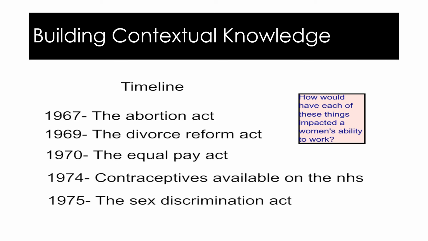And that was as follows. Now, you might want to write these down so that you can try to remember them as you write your exam responses, because they are important. So the Abortion Act happened in 1967. In 1969, there was the Divorce Reform Act. So prior to 1969, only men could seek to divorce women. The Equal Pay Act occurred in 1970. In 1974, contraceptives became available on the NHS. And in 1975, the Sex Discrimination Act was passed. I want you to think about how these things might have impacted on a woman's ability to work.